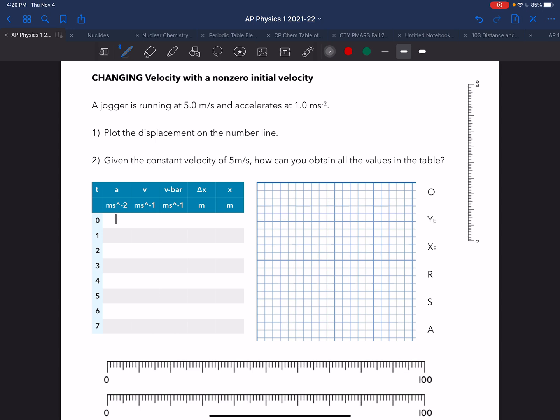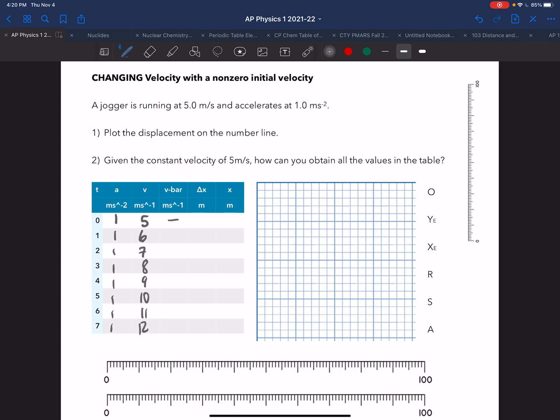That looks familiar. Acceleration 1, 1, 1, 1, 1, 1, 1, 1. Constant acceleration. And the velocity in the beginning is 5. And after 1 second would be 6, 7, 8, 9, 10, 11, 12.